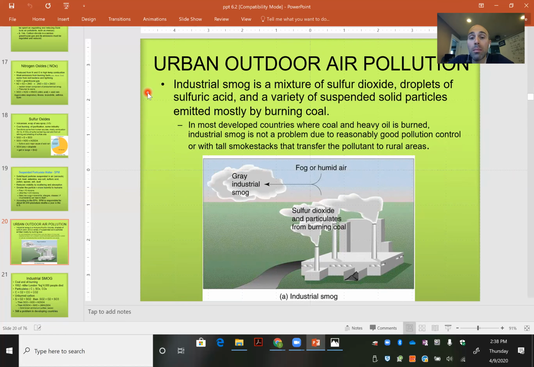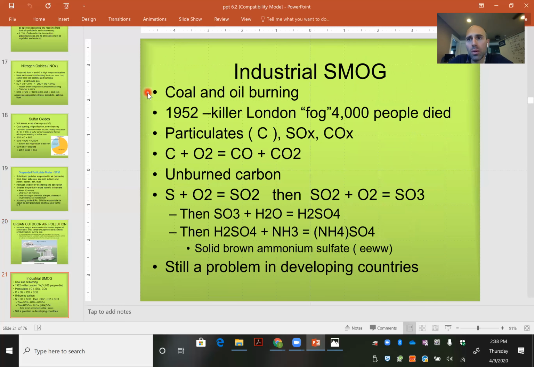So as a result, you get more photochemical smog that presents itself. We're going to get into exactly what photochemical smog is, or industrial smog. So it results from coal and oil burning. It's the killer London fog. You can actually see this fog rolling in and then rolling out. It's crazy. In 1952, killer London fog killed roughly 4,000 people.